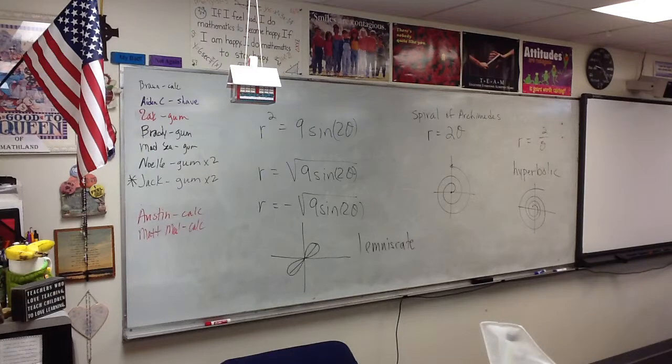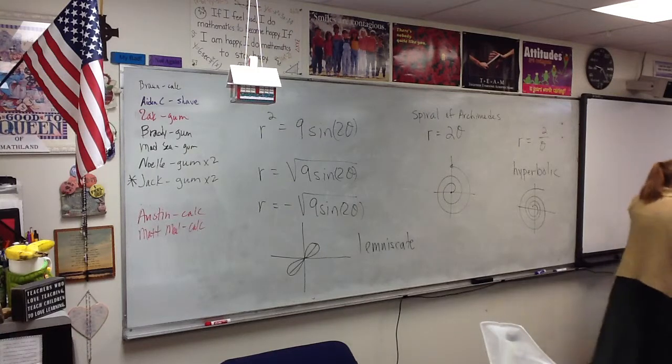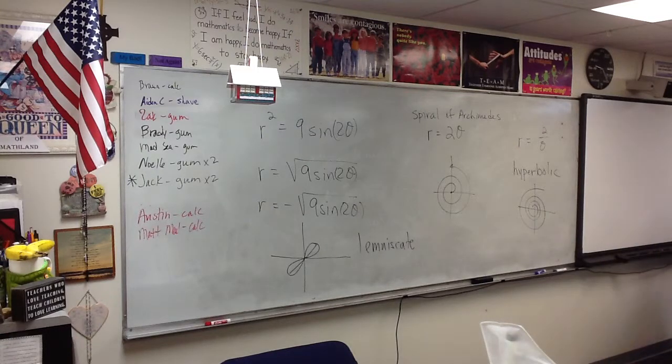We talked about hyperbolic and Archimedean spirals. They're just different kinds of spirals. We have also talked about cardioids. They're just a special kind of limaçon. But the big families of curves: rose, limaçon, lemniscate, spiral. Okay, enough of that.